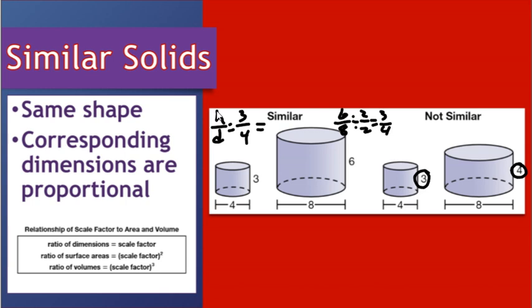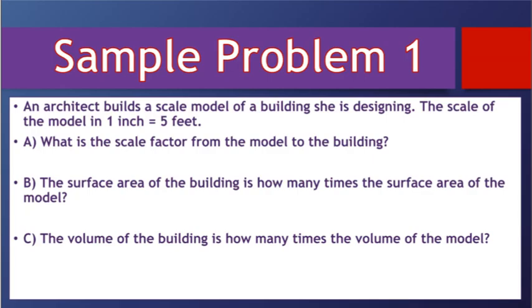We've also worked with scale factors when we're comparing area and volume. Once you find the ratio of the dimensions, that's also called your scale factor. When you're dealing with area, you take your scale factor and you square it. And when it's dealing with volume, you cube the scale factor because you're dealing with 3 dimensions. Let's take a look at our first example.